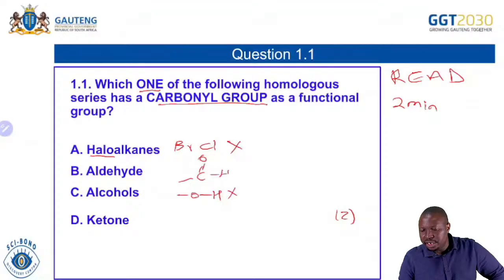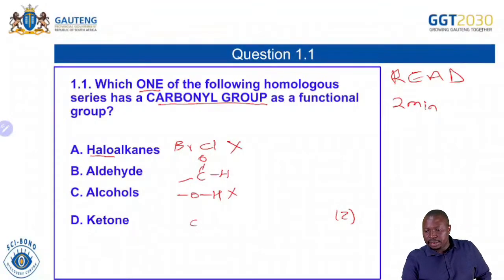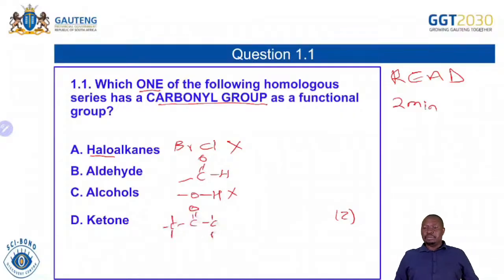At the end there you need an H. So for ketones, you will say C double bond O, and that C double bond O must be surrounded by 2 carbons. There must be 2 carbons between the C double bond O.